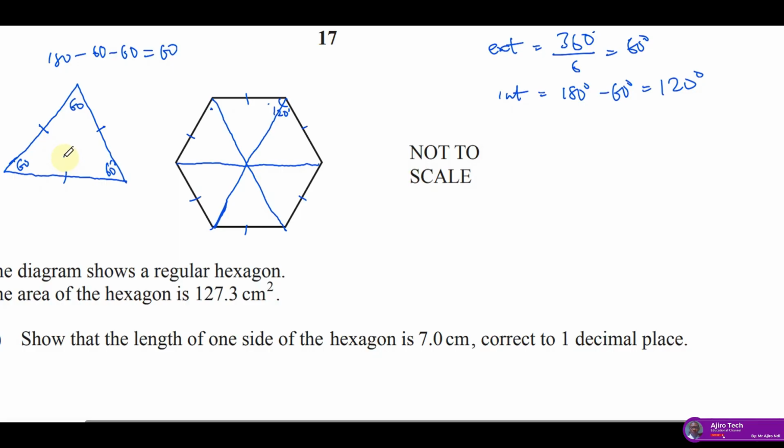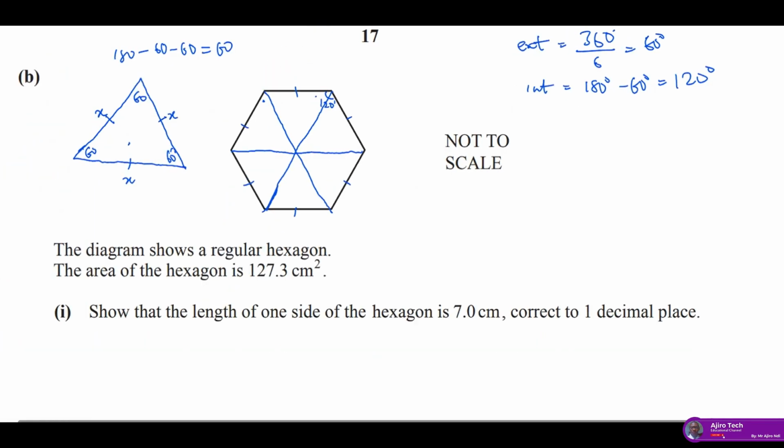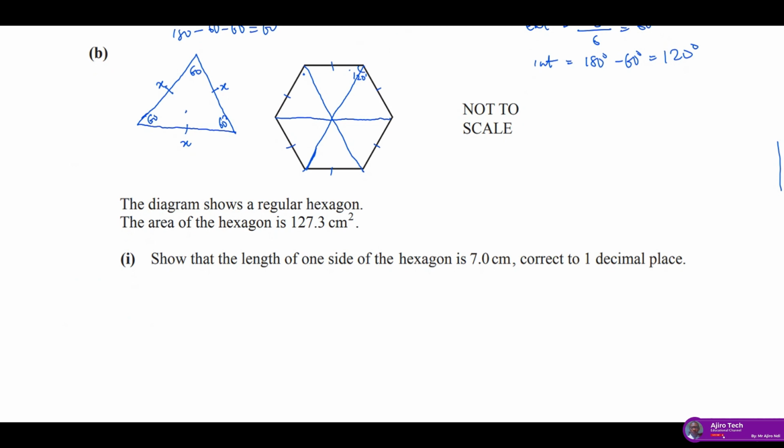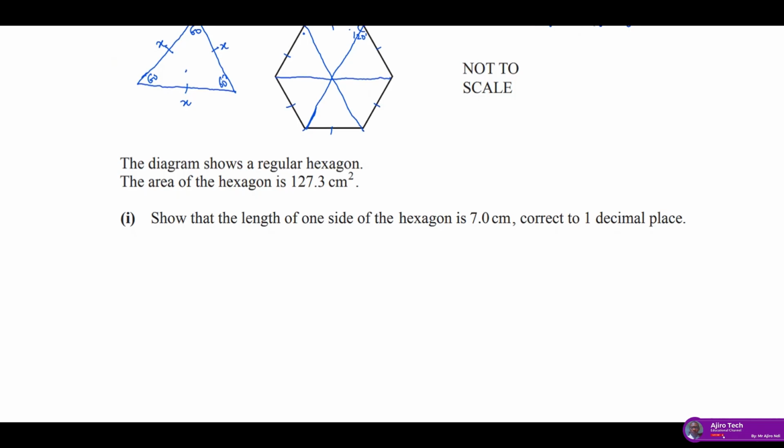So what that means is that we can solve it like we are looking for the area of an equilateral triangle. So let's say that each side is x. All sides will also be x. So you can find the area of the triangle. Now, the hexagon is 6 times the triangle. So therefore, let's find the area of the triangle.